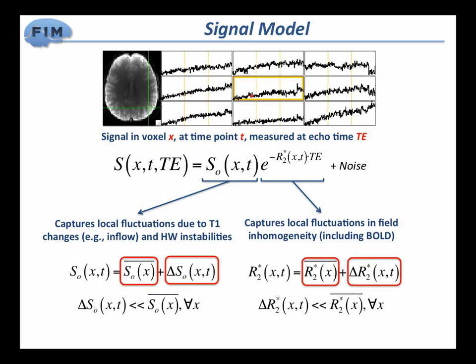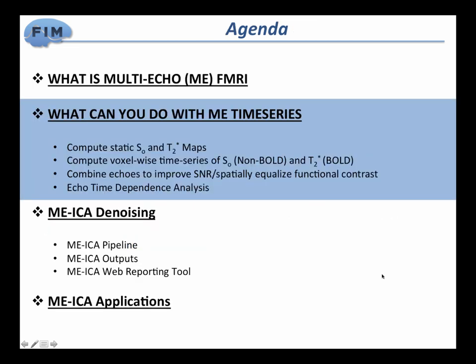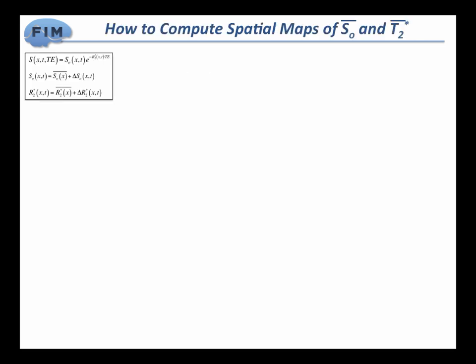And those are different things that now, as we move forward, you will see that when we have multi-echo data, we might be able to actually get estimates of these things separately. Okay, so that takes us into what can we do once we have acquired multi-echo data.